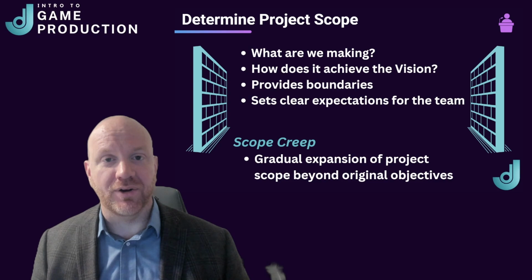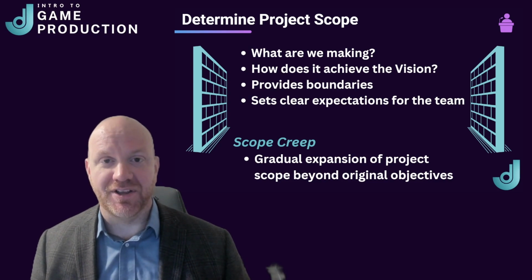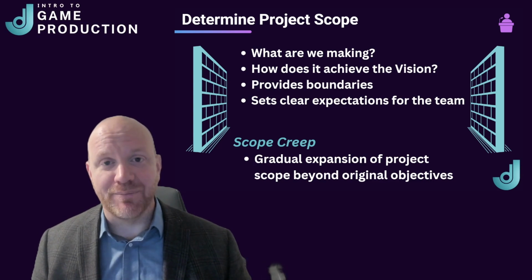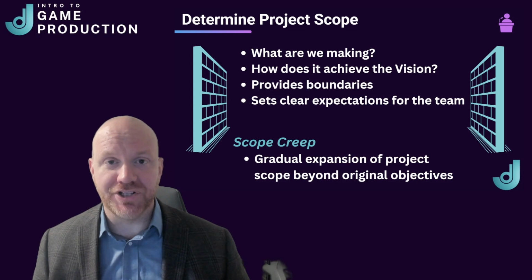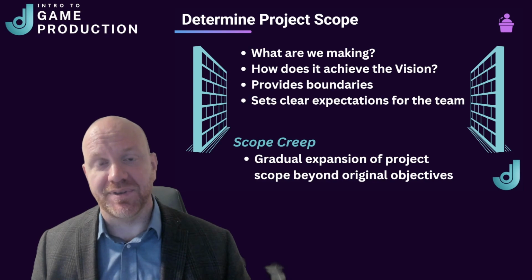Now, something you'll hear a lot is scope creep, and scope creep is the gradual expansion of the project's objectives over time. This is something that as a game producer, you constantly want to be considering, so that you're not expanding the project beyond the means of the team, and you can make sure that you hit the timeline and stay within budget.